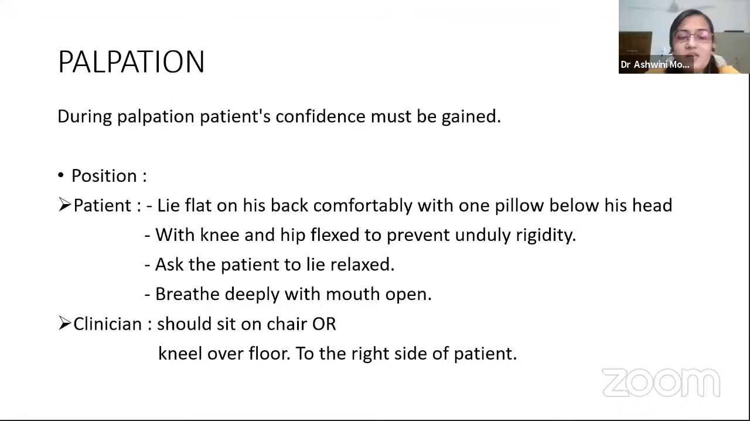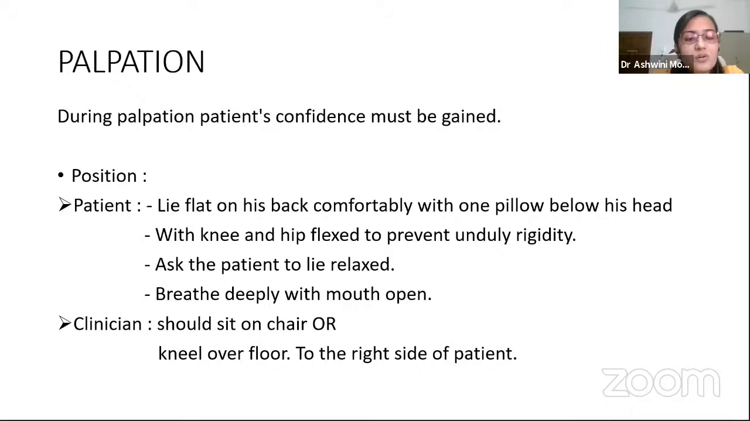What position? Now again we have to go to the position. As in inspection, we kept the patient lying flat on the table without any flexion of hip and knee. But now, on palpation, we have to ask the patient to flex his hip and knee joint to prevent any undue rigidity while palpating. The patient must be comfortable with one pillow below his head, and we ask the patient to lie relaxed and breathe deeply with the mouth open. That will help to keep his abdominal muscles relaxed.